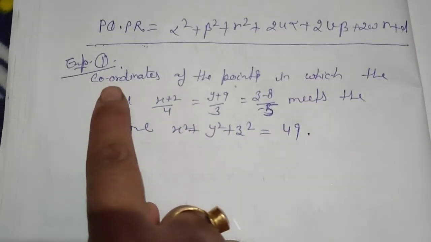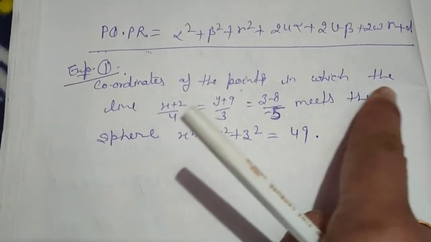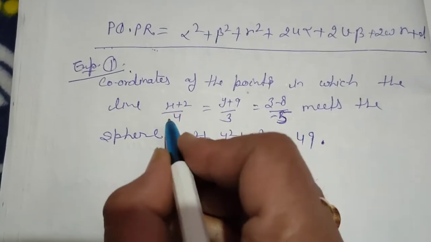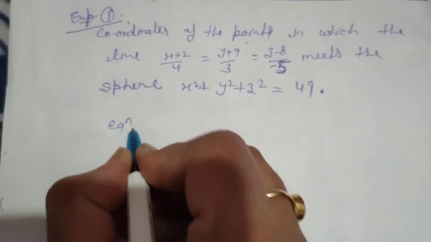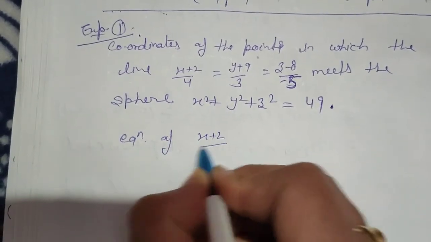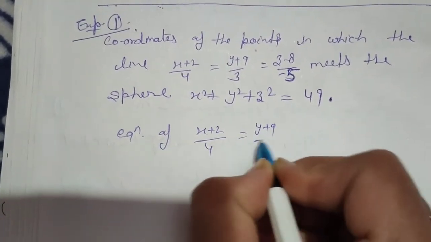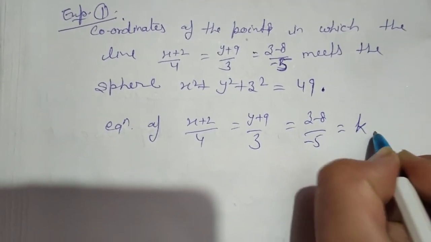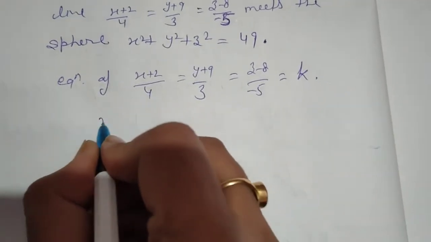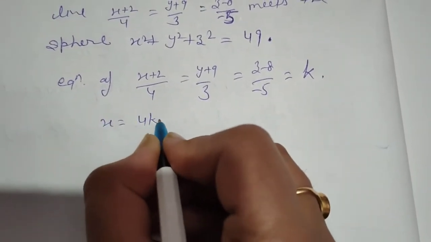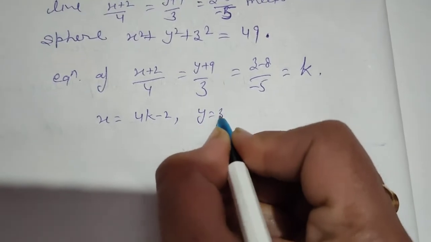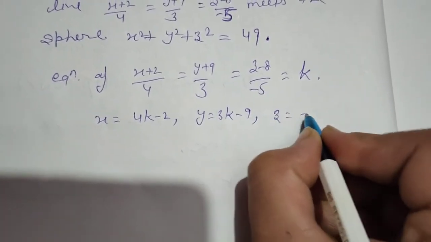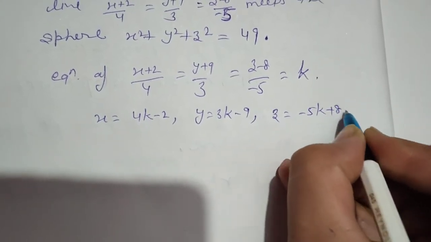Now example. Find the coordinate of the point in which the line meets this sphere. We take the equation of the straight line (x + 2)/4 = (y + 9)/3 = (z - 8)/(-5) = k, a constant. Now we find x = 4k - 2, y = 3k - 9, and z = -5k + 8.